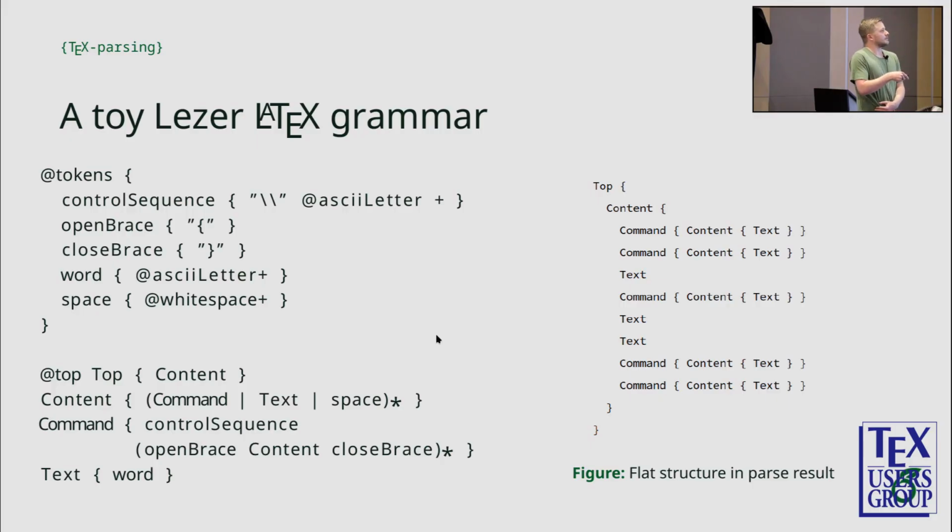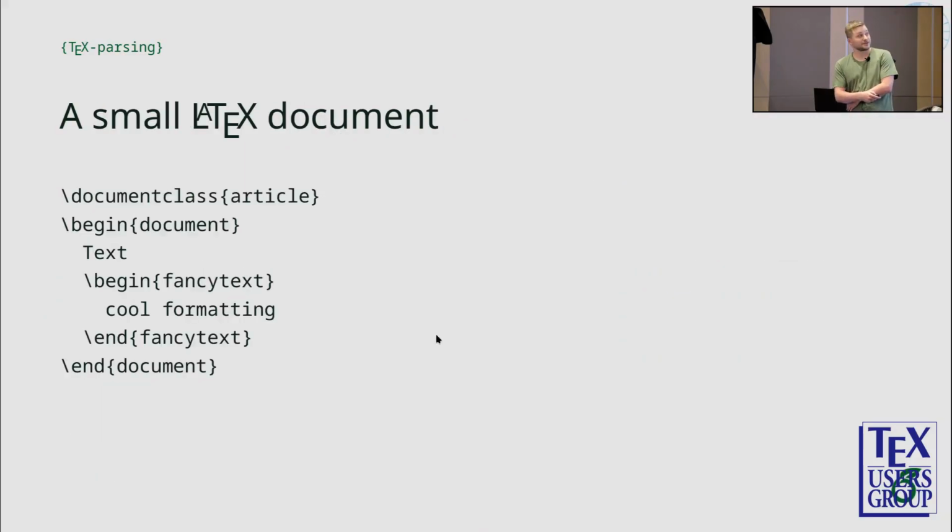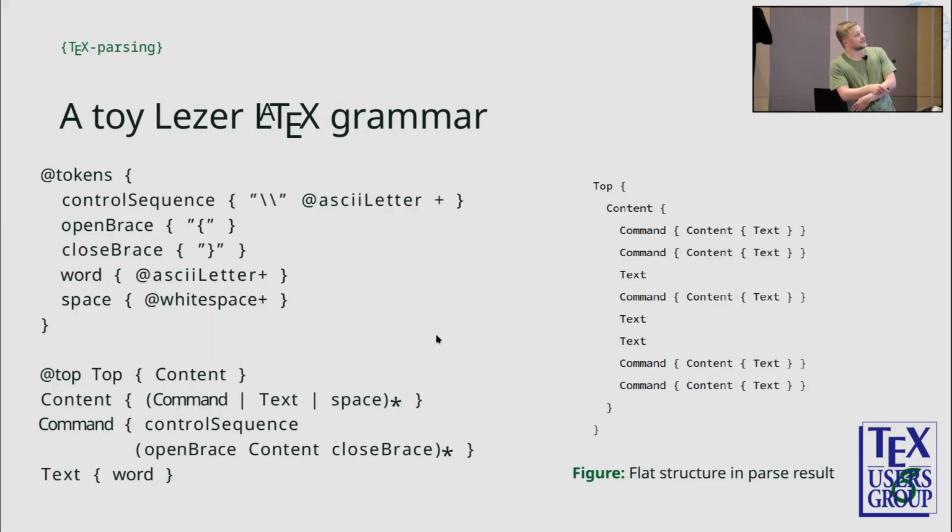This grammar run through the Lezer system generates a parser, which can actually parse the previous document, so this document here, into this tree structure. And now we're getting closer to that syntax tree that we were looking for. But it has one issue: it's a very flat structure.